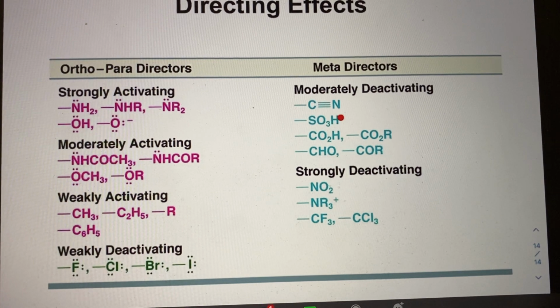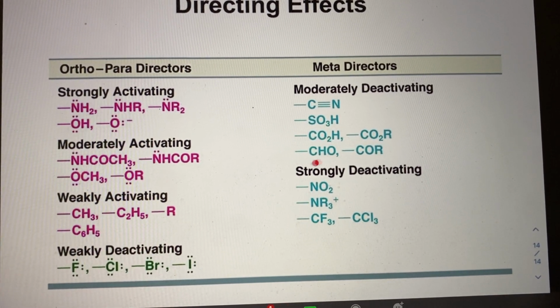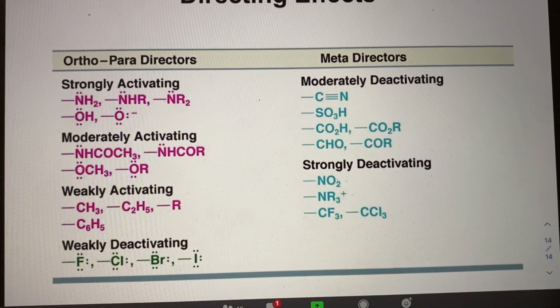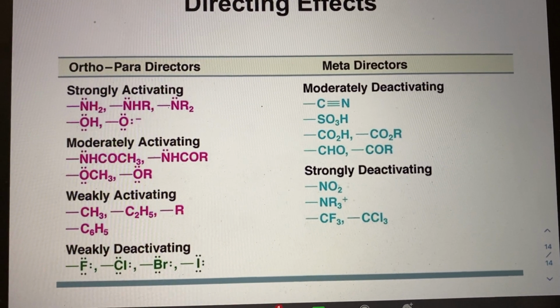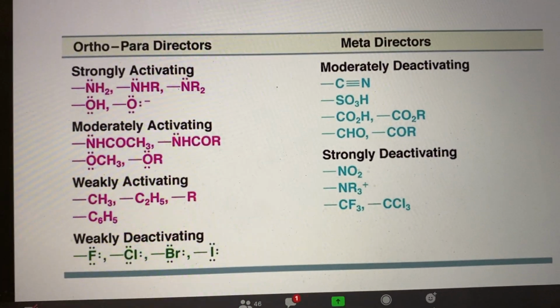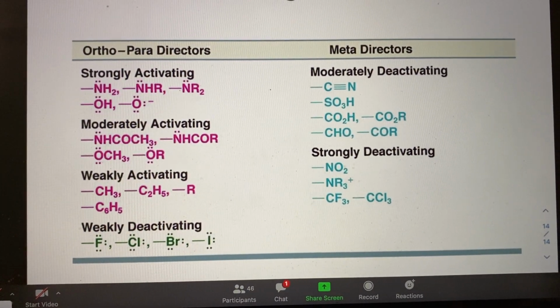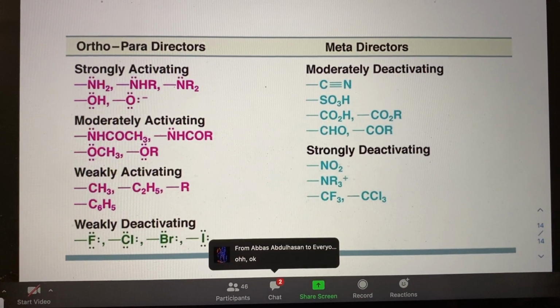The groups that are deactivating have electron withdrawing groups, but in a lot of these cases, the carbon in the group is attached to the ring. So it's only pulling electron density away from the ring. And so one could be asked to predict if a group is activating or deactivating. And it all comes back down to induction and resonance. So let's use an example of that.